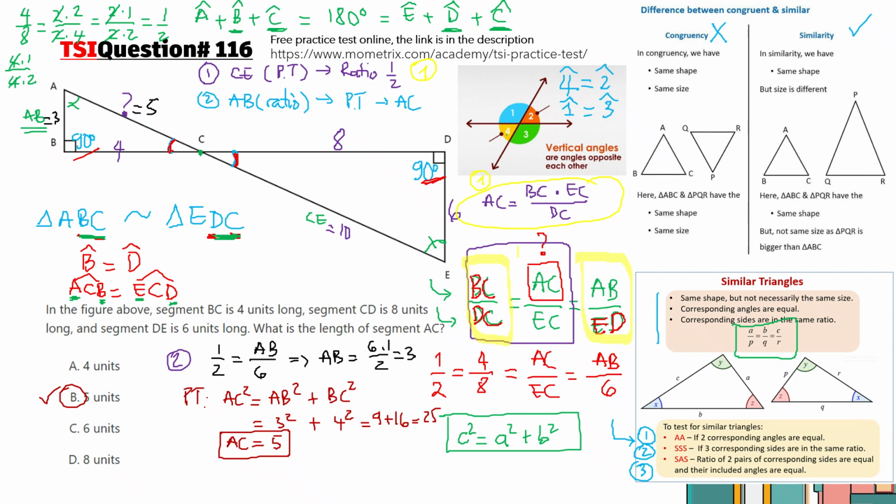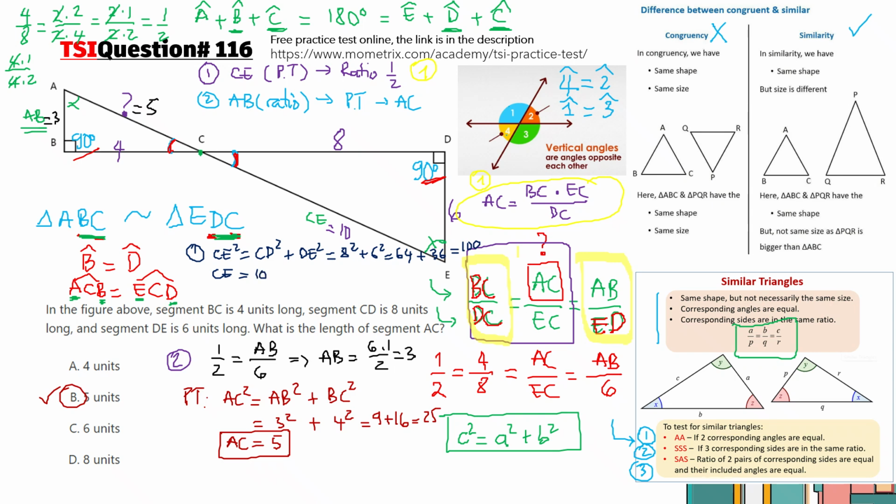Okay, so let's do for CE. I will do it in dark blue. If you find CE, you do CE squared because that's the hypotenuse. That equals CD squared plus DE squared. And this is 8 squared plus 6 squared. 8 squared is 64 plus 6 squared is 36. That is 100. Then you take the square root of both sides, so CE equals 10.